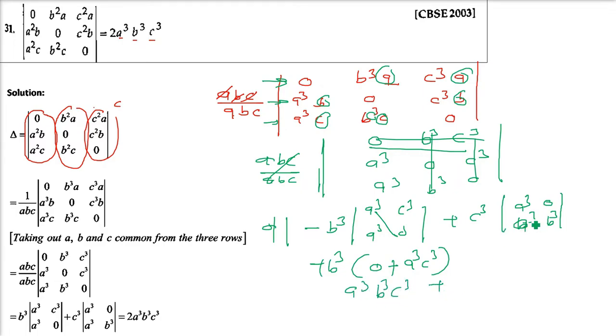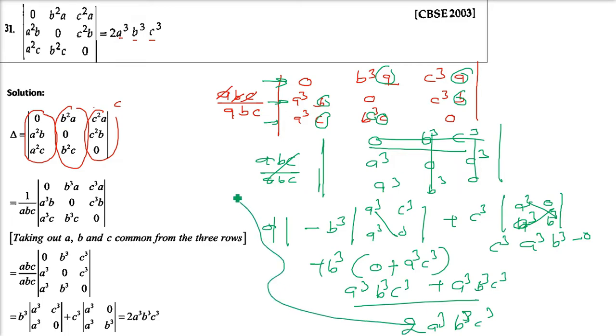What do you get the other term? A cube, B cube and A cube minus into 0 is 0. So C cube, A cube, B cube. So when you add these two, you will get 2 A cube, B cube, C cube. Okay. This is what you wanted.